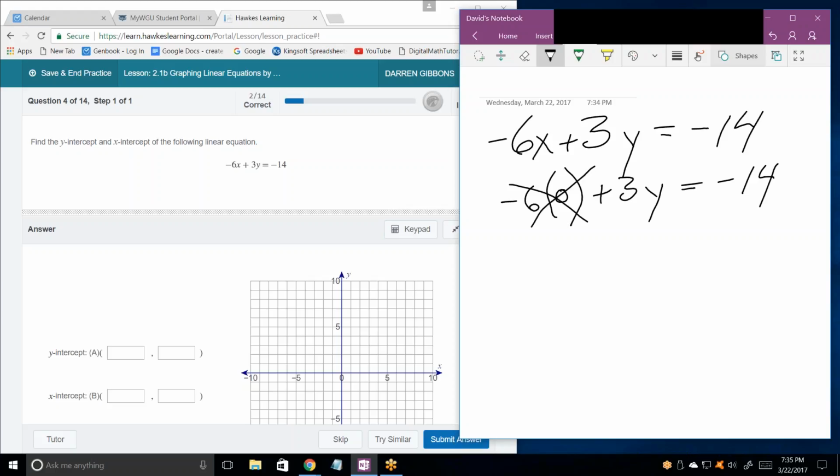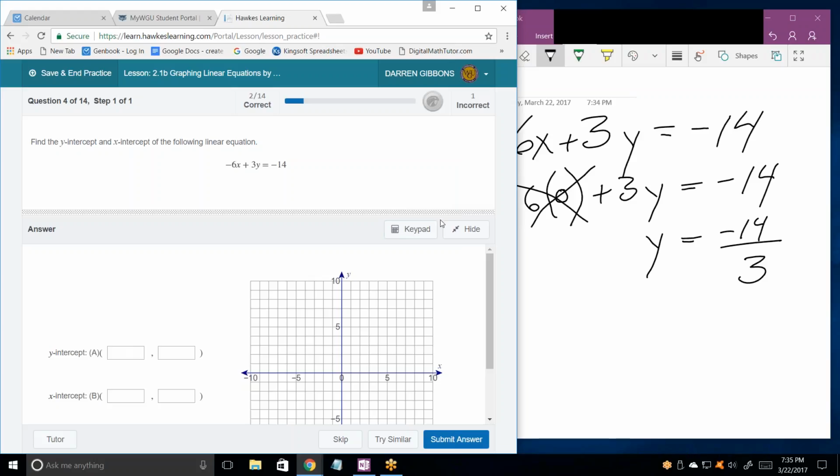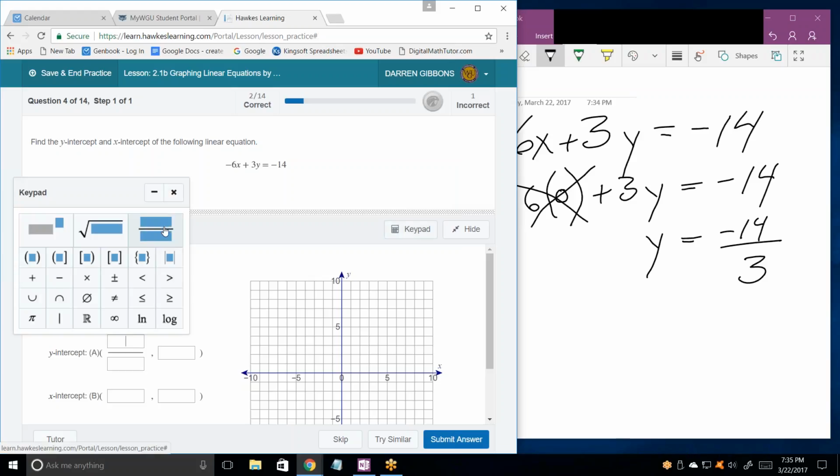This always goes away. I didn't really need to write it. So y equals minus 14 divided by 3. Okay, so that's the y-intercept. Let me see if I can get it in here right this time. Minus 14 divided by 3, and man, I did it again. What is wrong with me? Let me try backspacing now.